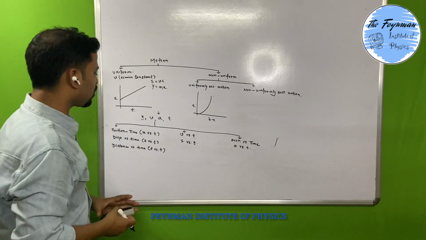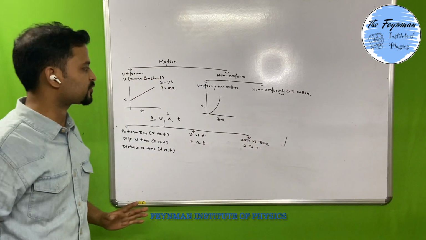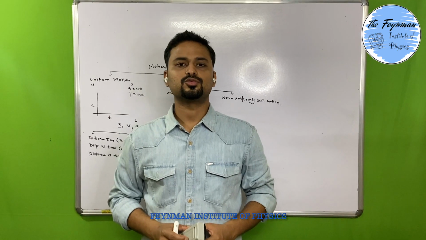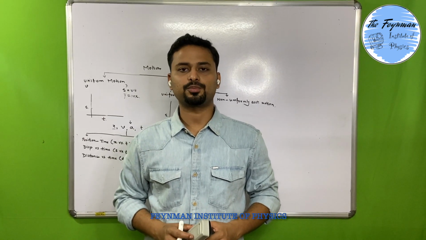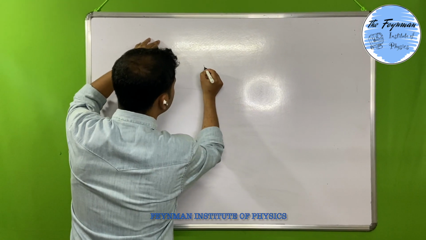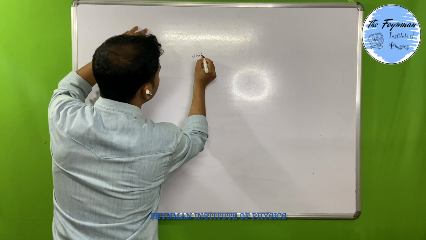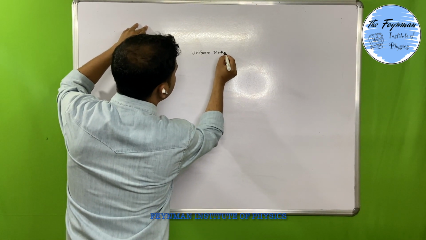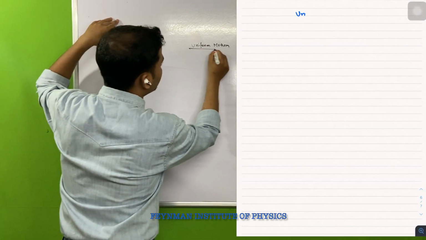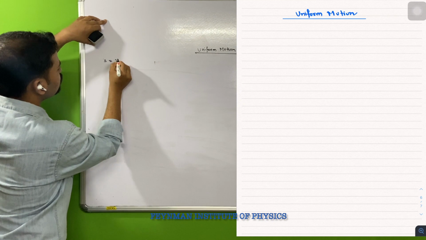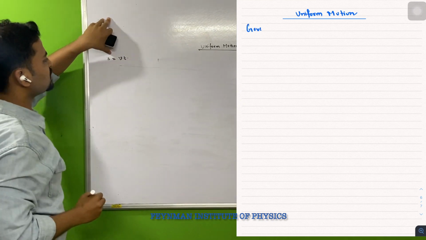Now we will plot all these kinds of graphs for these two kinds of motion. We will start from the simplest kind of motion, that is uniform motion. The governing equation of this kind of motion is S is equal to Vt, where S is the displacement.